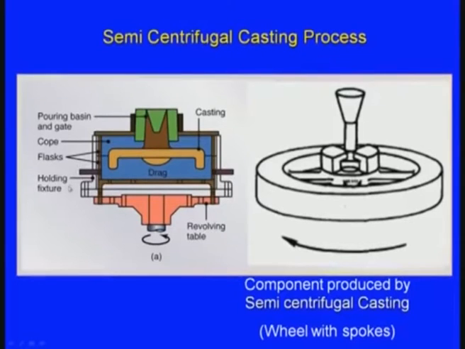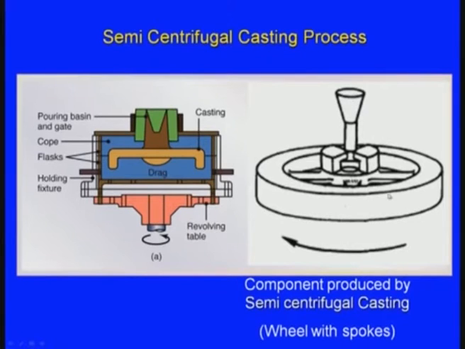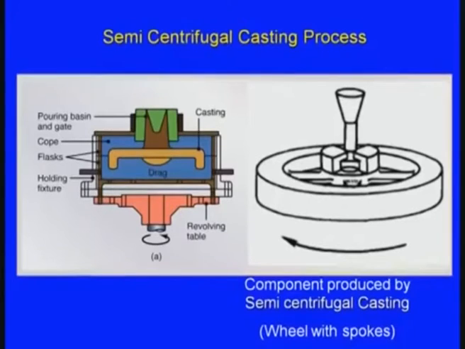And here we can see this is the pouring basin, this is the cope, and this is the drag, and here we can see a component produced by semi centrifugal casting. This is a wheel with spokes, and here we can see the pouring basin, and internally there are narrow ribs. If we cast this component using the ordinary sand casting process, no doubt we may get the outer part, but the internal ribs may not be possible for us.